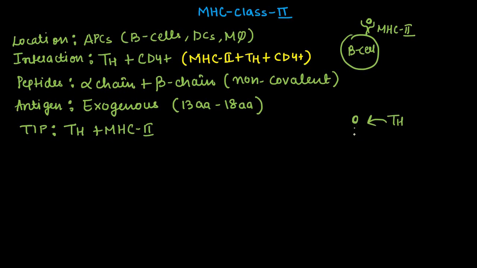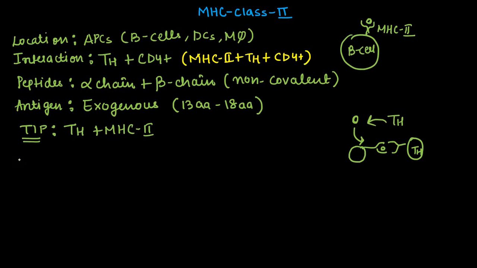But suppose this is an antigen and this has been presented with the help of whom? This has been presented with the help of an MHC class 2 molecule on an APC. At that time only this TH cell is going to interact with that. So this is a very important fact that TH cells are only going to recognize any antigen if it has been presented with the help of an MHC class 2 surface molecule.